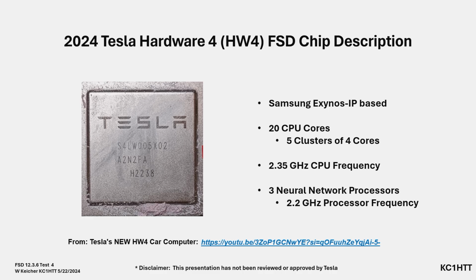This is a simple view of the hardware. It utilizes 20 CPU cores in the full self-driving hardware 4, running at 2.35 gigahertz. In addition, it has 3 neural network processors running at 2.2 gigahertz. If you want to find out more about this hardware 4 implementation, and how it compares to hardware 3, you can follow the URL listed at the bottom of this slide on YouTube.